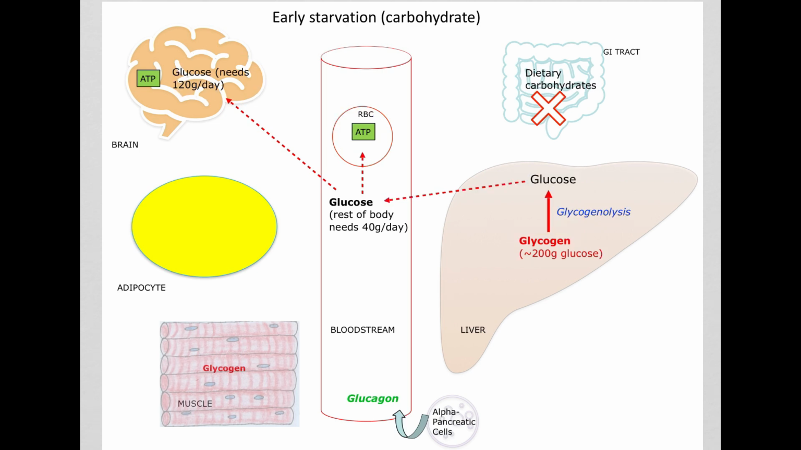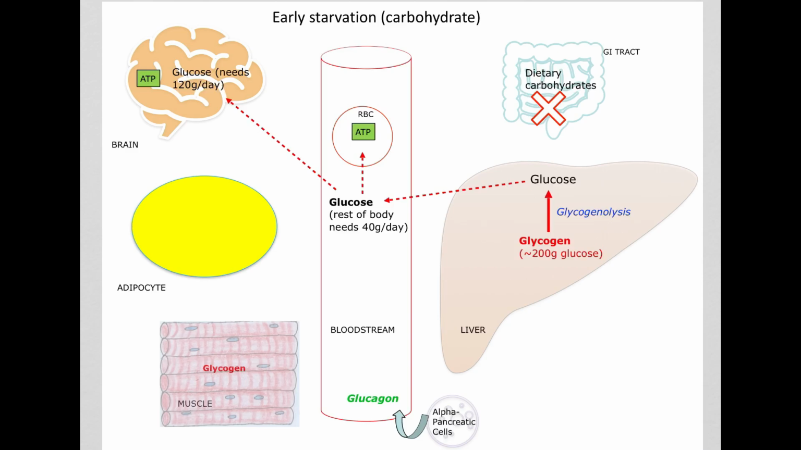Note that although muscles have a lot of glycogen, their glycogen is not used to maintain blood glucose. That does not happen. Now the brain, for example, needs 120 grams of glucose a day. The rest of the body needs 40 grams. So that's about 160 grams roughly of glucose we need every day. Your liver glycogen can give you about 200 grams of glucose. So there is enough liver glycogen to maintain your blood glucose for about 1 day. Okay, 24 hours, 1 day.